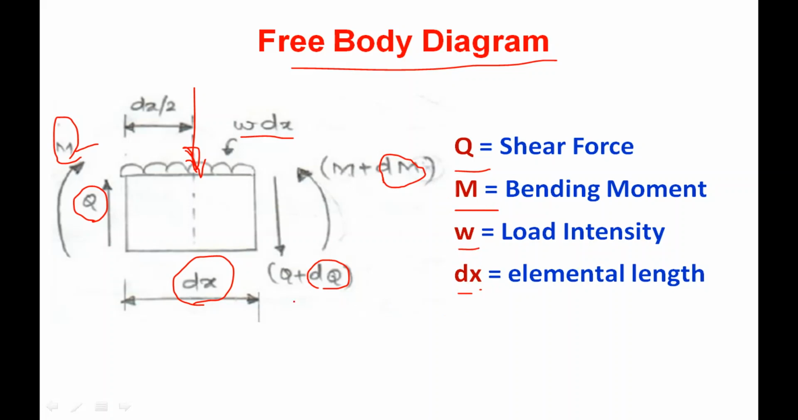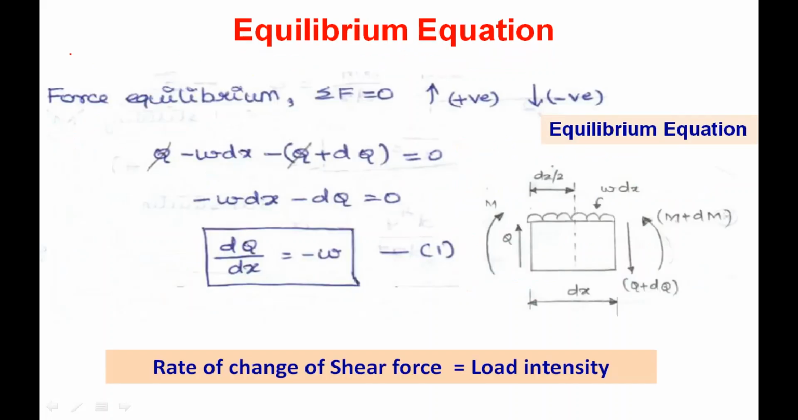After drawing this free body diagram, we have to apply the equilibrium conditions. Here we have both the force as well as the moment, so we are going to apply two equilibrium conditions. First, we are going to apply the force equilibrium. Sigma F equal to 0, that is the equilibrium condition. The forces are acting vertically. Vertically upward is taken positive, downward force is taken negative.